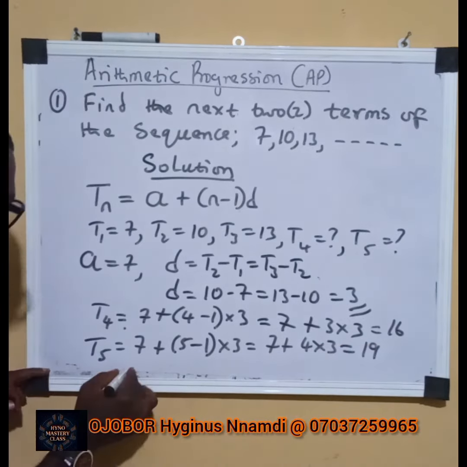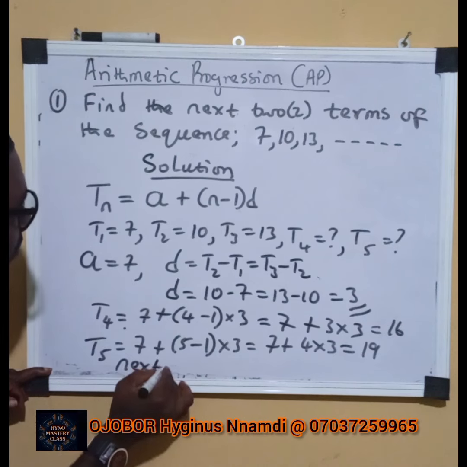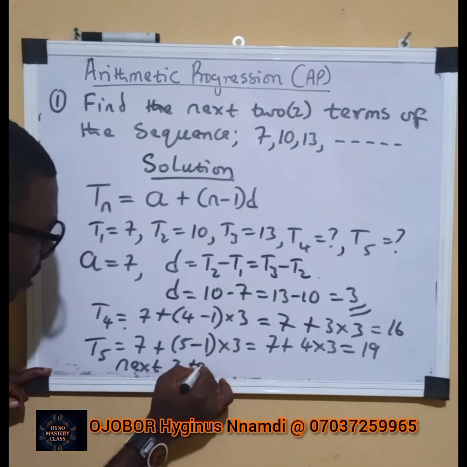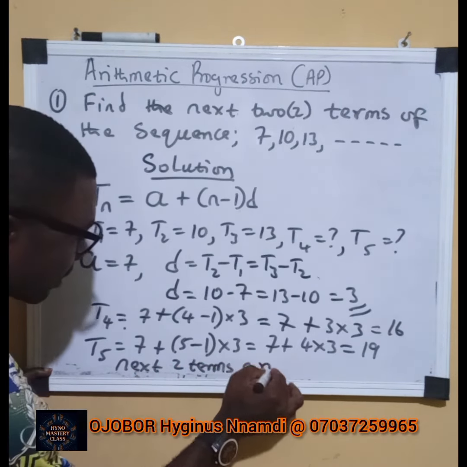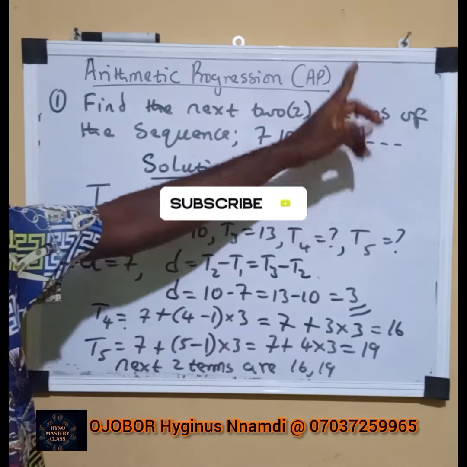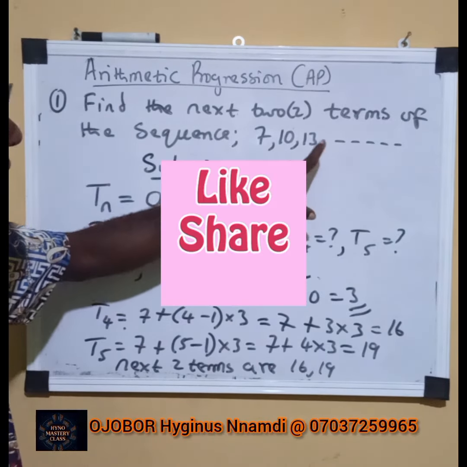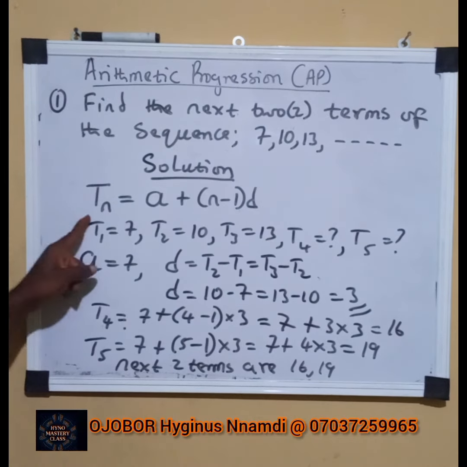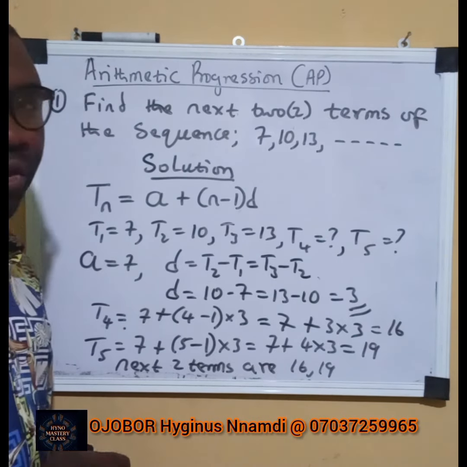So the next two terms are 16 and 19 for this sequence. So we have 7, 10, 13, 16, 19. You see that after 13, if you add another 3, you get 16, add another 3, you get 19. So this is the formula, like I said, to get the nth term of an arithmetic progression or a linear sequence.